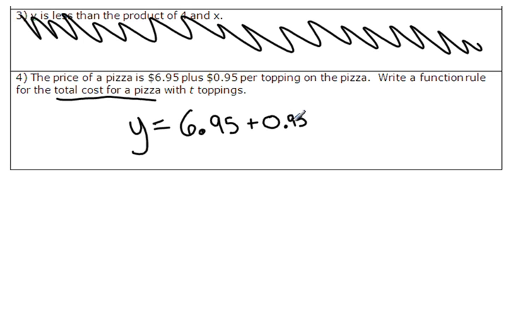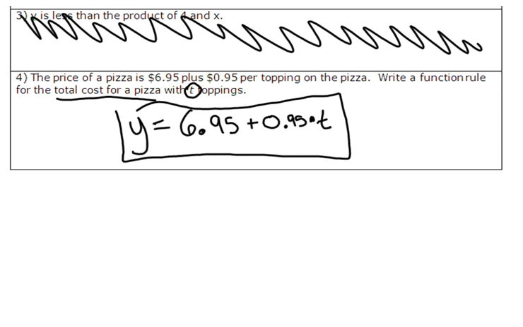So if I do 1 topping, it's just going to cost me 95 cents. But if I do 2 toppings, it would cost me $1.90. If I do 3 toppings, it would cost me $2.85. But whatever it is, what I would be doing is taking 95 times the total number of toppings I get on my pizza. Since I'm not sure exactly how many toppings I'm getting, I just use t because that's the variable I'm given. So this would be my function rule.